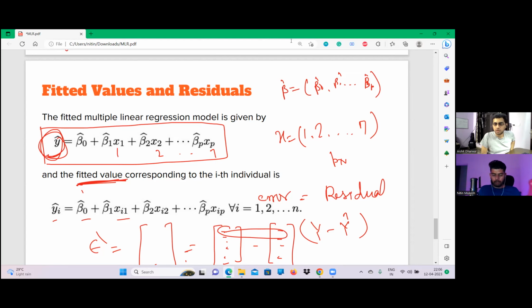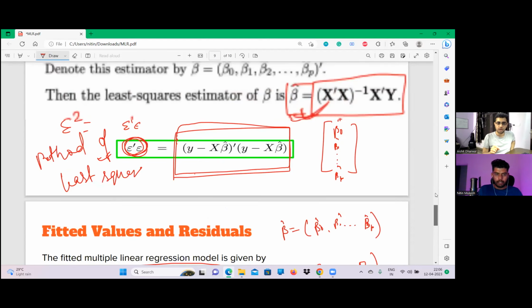Okay, why do we add a constant in the X matrix? We add a constant column of ones. Why do we add that?